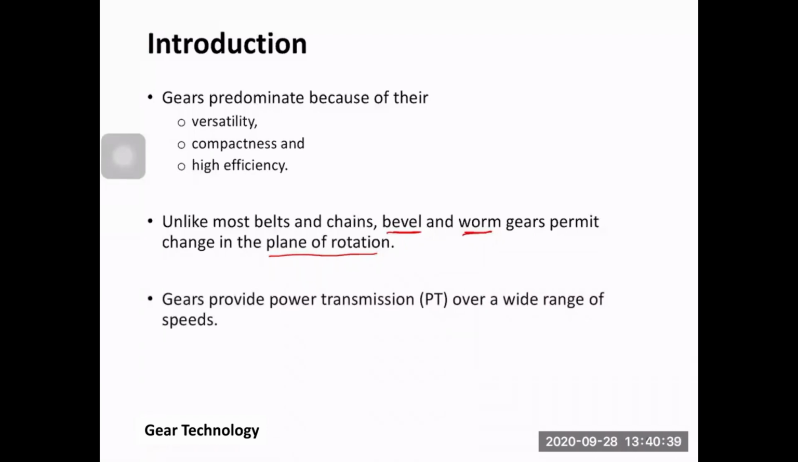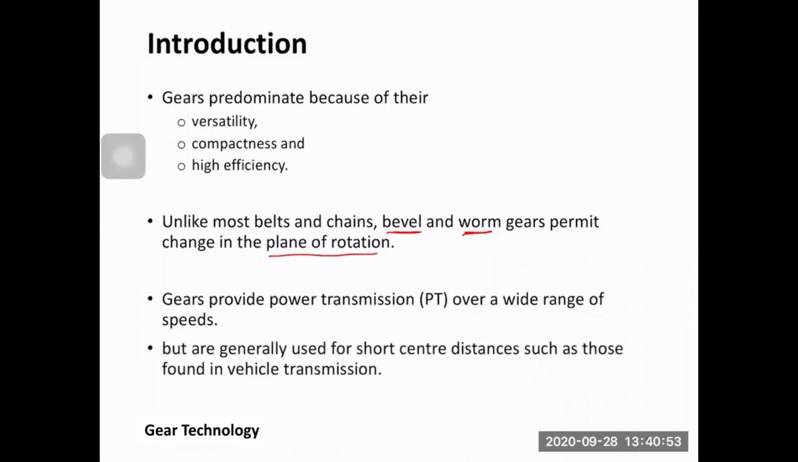Okay. So gears actually provide power transmission over a wide range of speeds. By changing the diameter of gears, you still can have a wide range of speeds and speed ratios. The only drawback of gears is that they can be used only for short center distances. Because if the center distance is very large, it means that the gears are going to be very large as well. And then they will be very heavy, they will cost more, etc. So we need to think about other drive options in this case, okay?